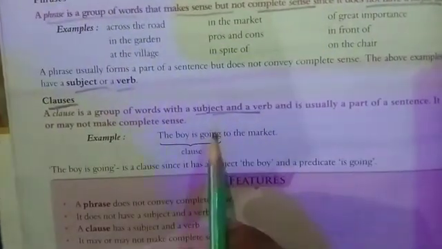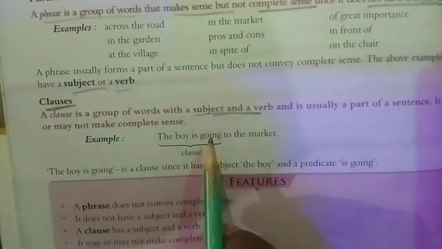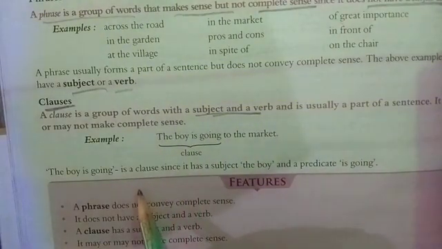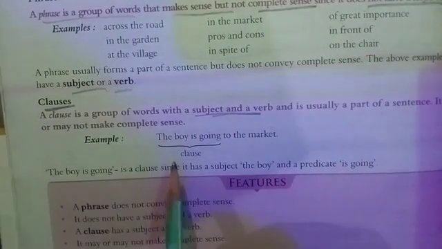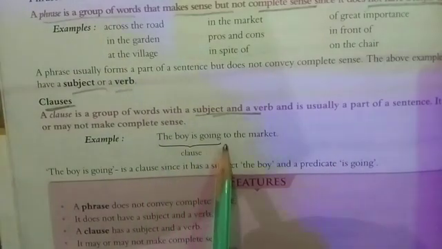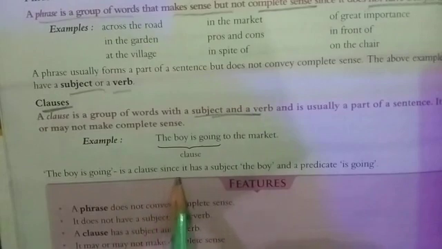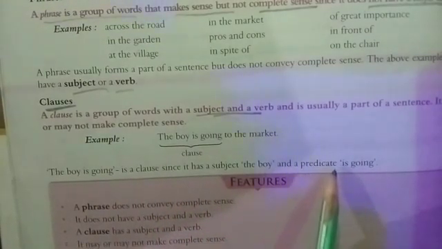So in a sentence also subject verb there, in a clause also subject and verb there, and usually part of the sentence. It may or may not make complete sense. Like here, let us check the example. The boy is going to the market. The boy is going is a clause, since it has a subject, the boy, and a predicate is going.